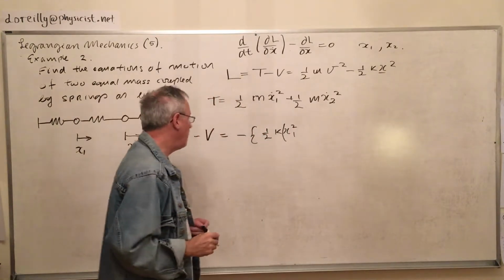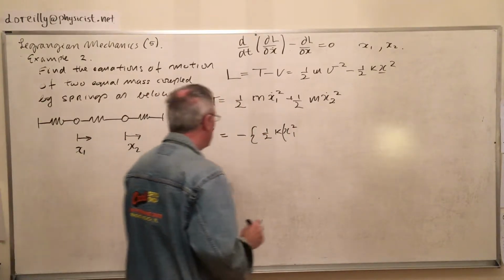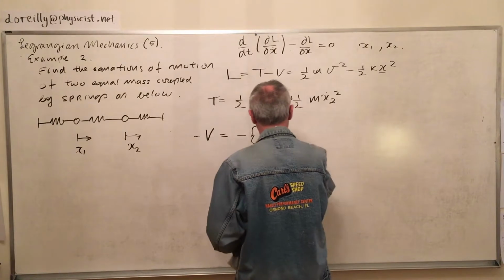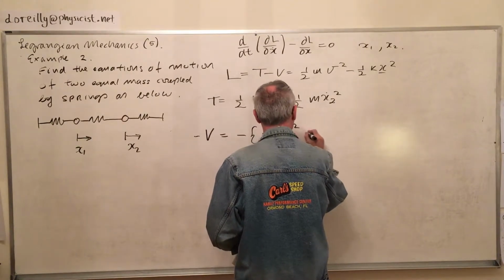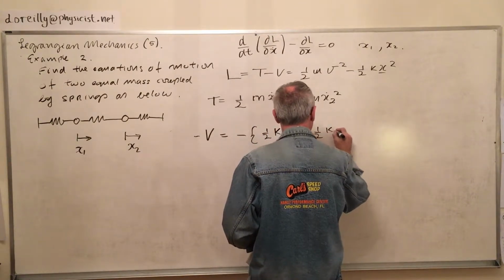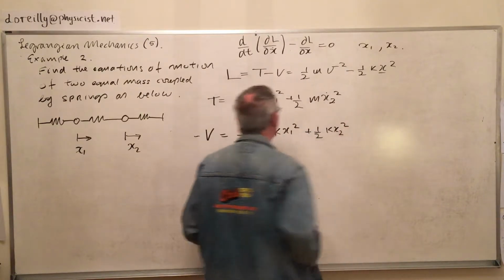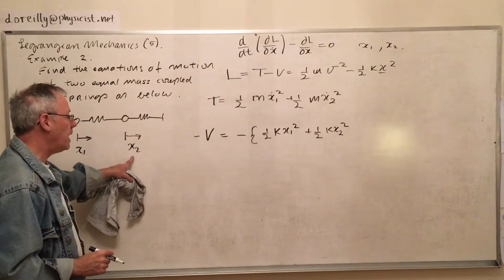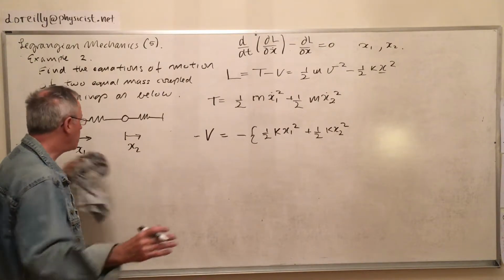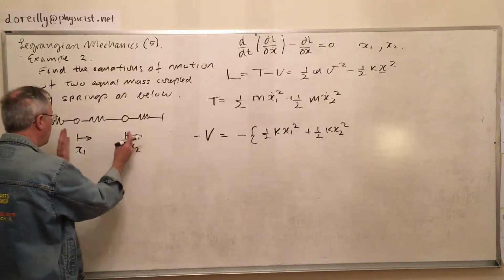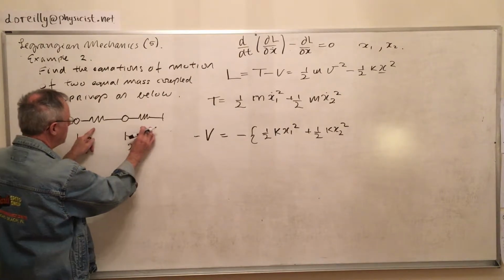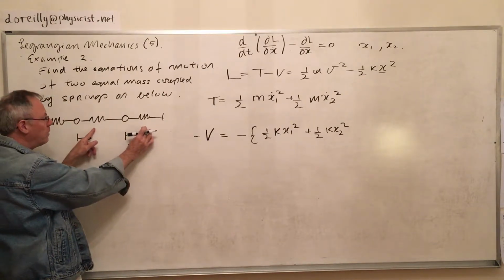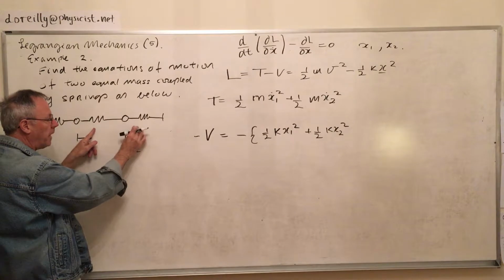Well, we're going to have a term, well, we'll write them all out. We're going to have terms due to each displacement, a half kx1 squared and a half kx2 squared, the k's are the same. But what happens? Here are the masses. Suppose they both move this way together. There is no stretching of this spring, right?